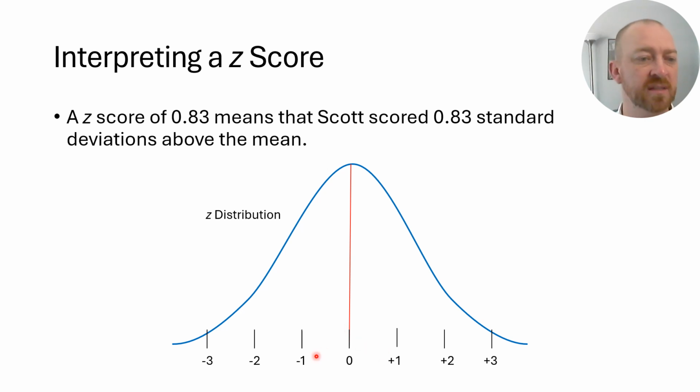Plus 1, at least, is above the mean. So because Scott had a z-score of plus 0.83, that means that he scored about right here, or 0.83 standard deviations above the mean of his distribution. So now that's pretty interesting, because Scott comes in and says, hey, I got a 41 on the exam, and I can quickly state, well, that means that you scored 0.83 standard deviations above the mean in the class.